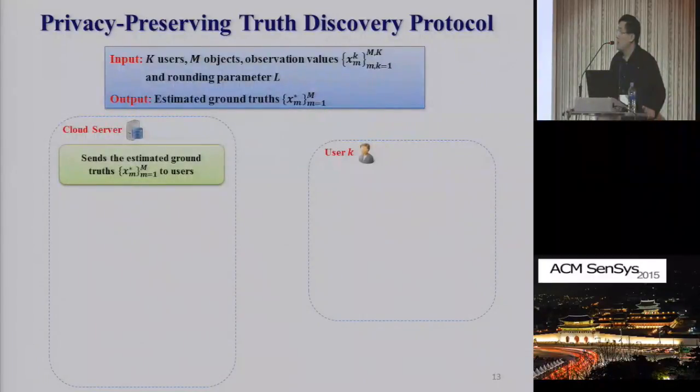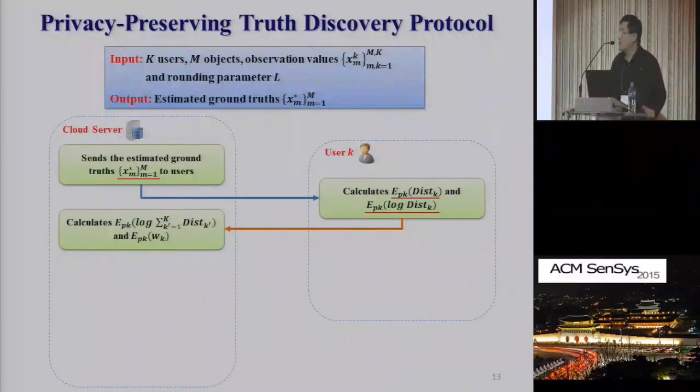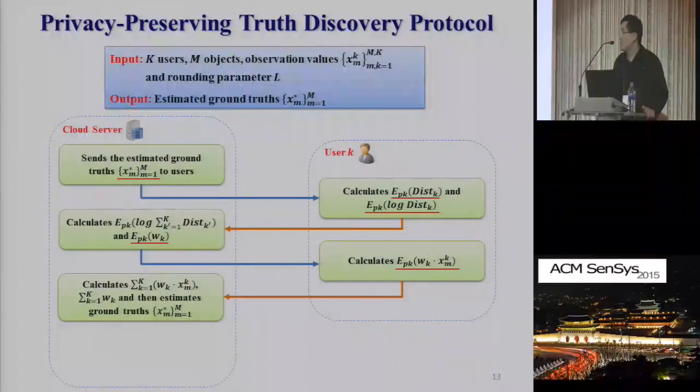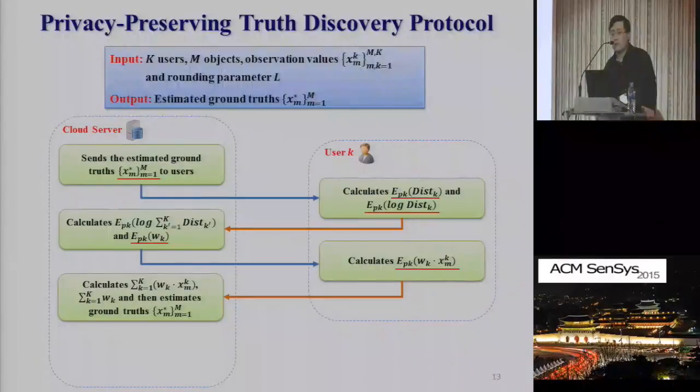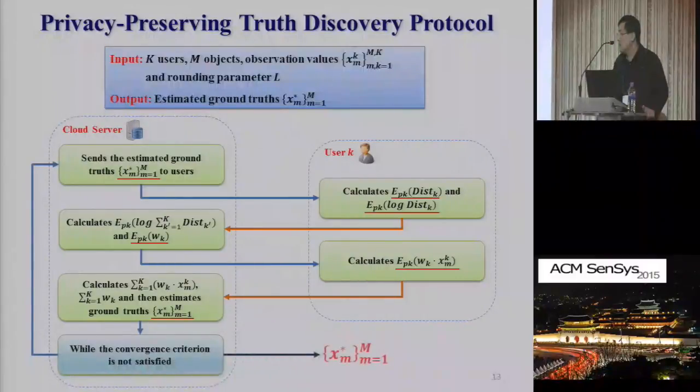And first, the cloud server will send the estimated ground truth to the users, and the user will calculate the encryption of distance and the encryption of log distance, and send these ciphertexts back to the cloud server. And the cloud server will derive the encryption of the logarithm of total distance, and finally it can derive the encrypted weight and send the encrypted weight back to the user. The user will derive the encryption of the weighted observation, and after the cloud server receives this weighted observation, it will be able to calculate the summation of the weighted observation and finally derive the ground truth. And these two phases will be repeated until convergence. And finally, the cloud server will be able to output the estimated truth.